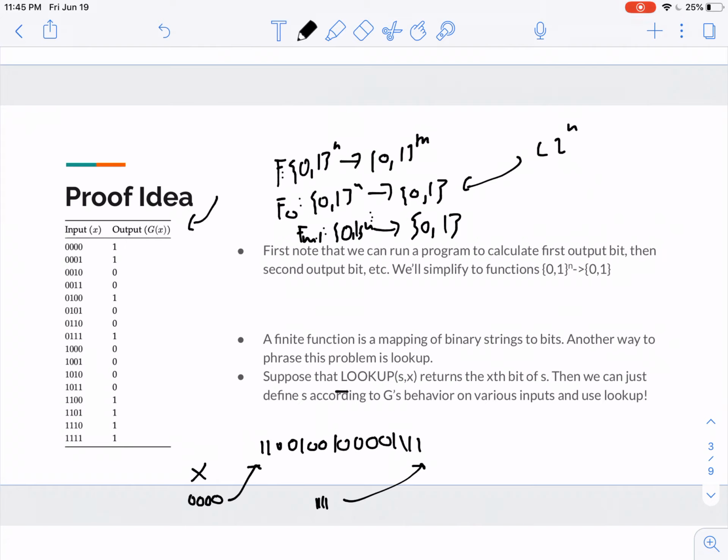So if we're able to create some function, lookup, and this is sort of a proof outline, right? So we're not saying we know how to do it, but this might be our strategy. If we're able to do that, then some function lookup that returns the xth bit of s, then we can just define s according to G's behavior, right? So we can define s to just be the string of all possible things that it can output ordered from least to greatest in terms of binary value. And then we can just use lookup. So that sort of simplifies our problem down to, let's just see if we can efficiently compute lookup. And if we can efficiently compute lookup, then we'll use that to prove this result about all finite functions.